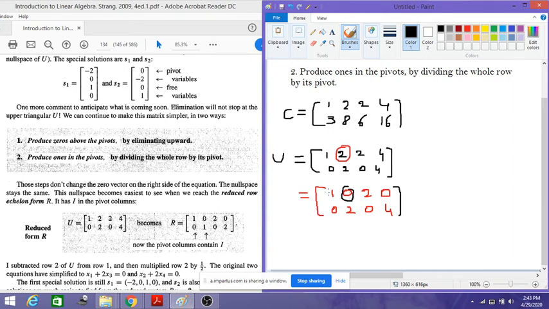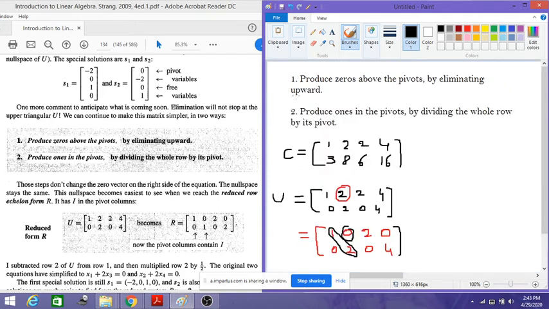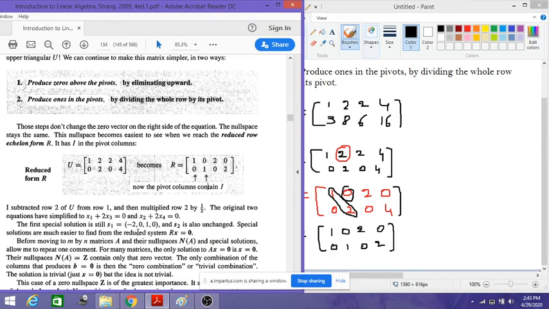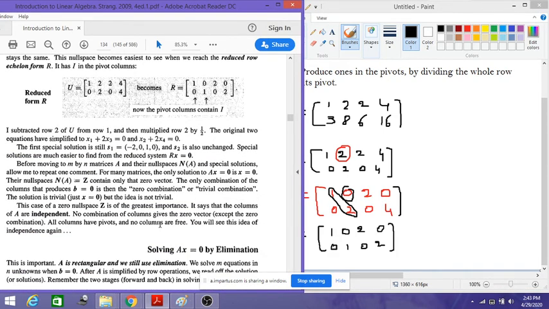Now if you look at the diagonal, the diagonals are not in the form of identity. To get an identity, we follow the second process, that is we divide by the pivot itself. The first pivot is 1, so the first row remains the same, whereas the second pivot is 2, so we'll divide this row by 2, and here we'll get 0 1 0 2. So now we got the identity matrix. Now the pivot columns contain the identity matrix like this.